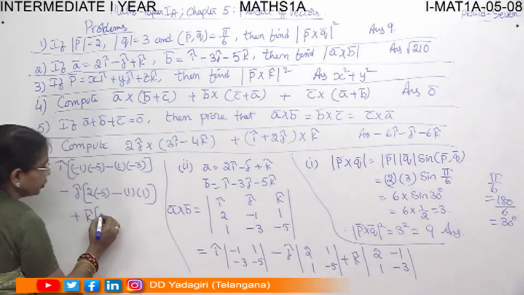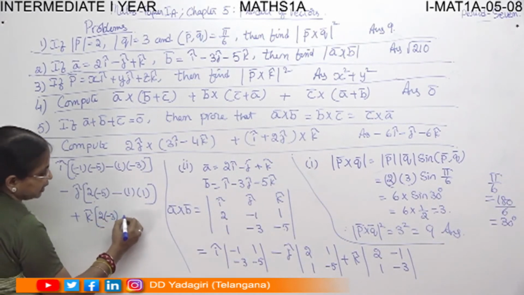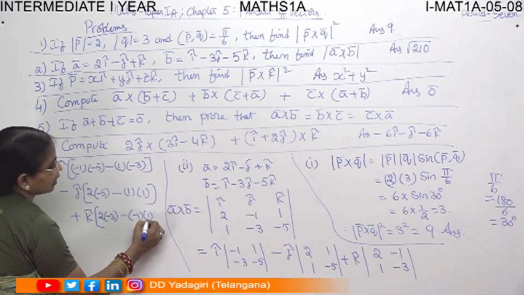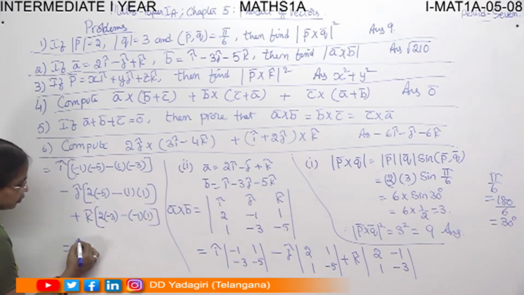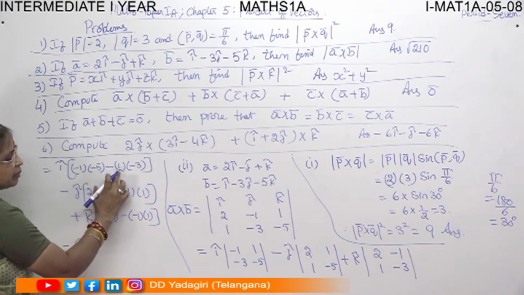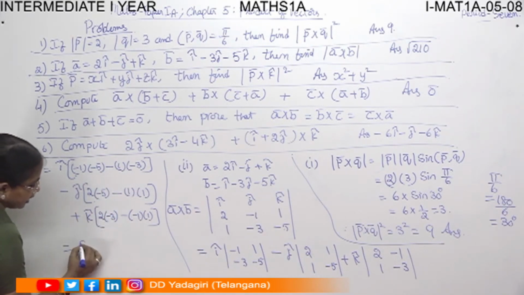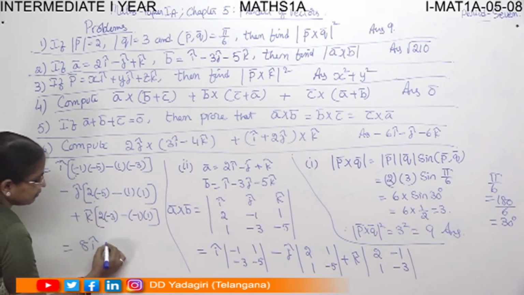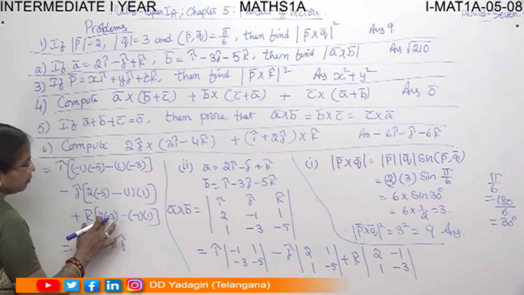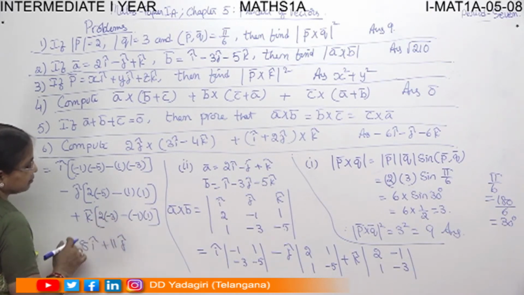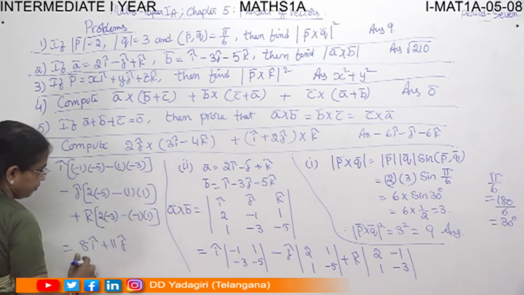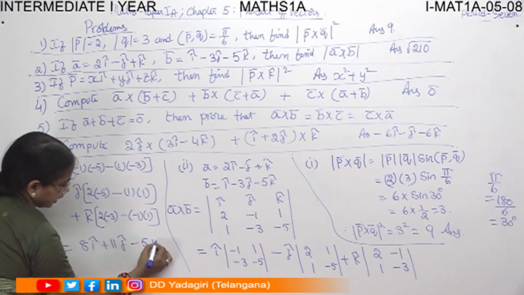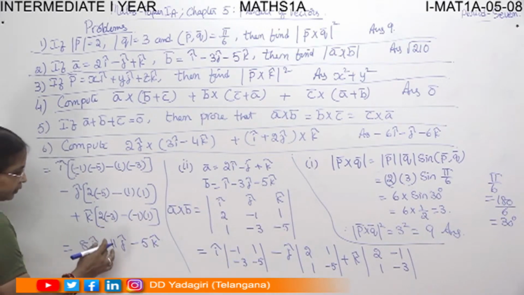So k into 2 into minus 3 minus of minus 1 into 1. So like this you can write. So it is equal to I into, this is 5 plus 3, 8. So I'll write 8I. And then this is minus 10 minus 1, minus 11. So plus 11j, and then minus 6 plus 1, minus 5. So it is minus 5k. So like this we form.